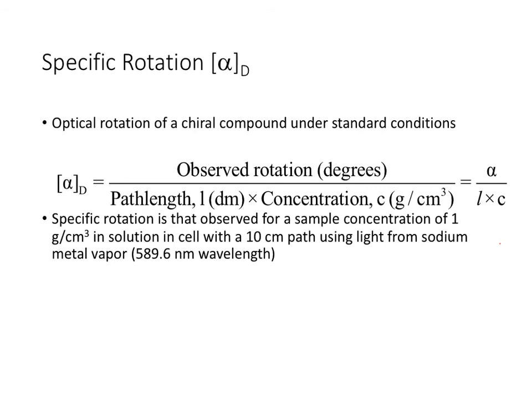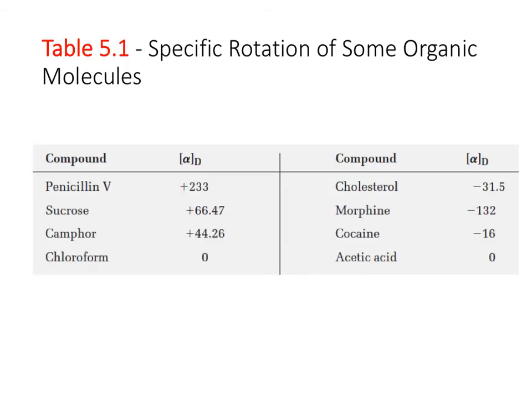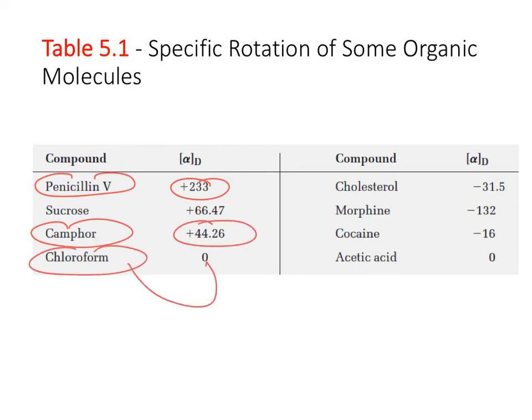The specific rotation for a chiral compound can be measured under standard conditions using this formula. So observed rotation in degrees is on the top, and then you divide that by the path length in decimeters times the concentration of the sample in grams per cubic centimeters. Here are some examples of specific rotations for various organic molecules. So for penicillin, plus 233, for camphor, plus 44.26, but notice chloroform, it's 0. That's because chloroform is not chiral, it's not optically active. The same with acetic acid.